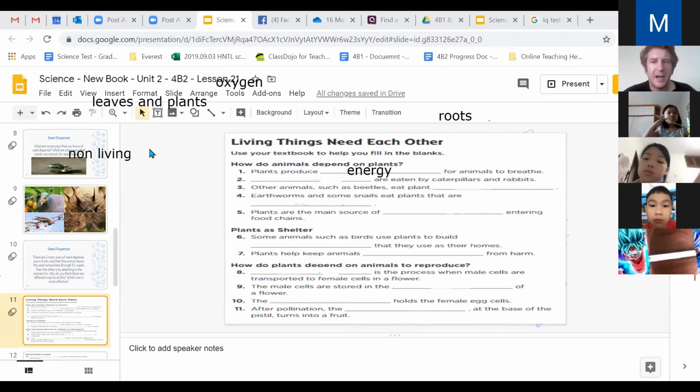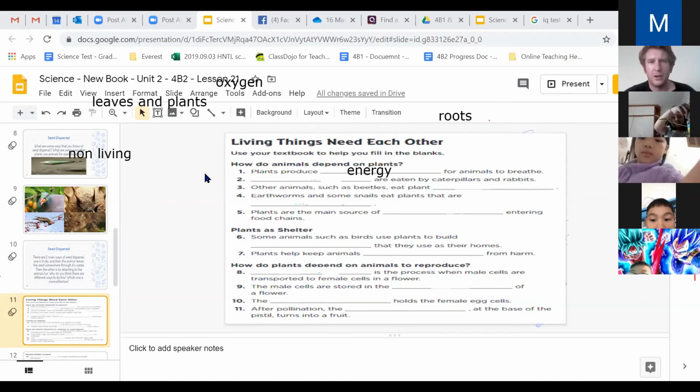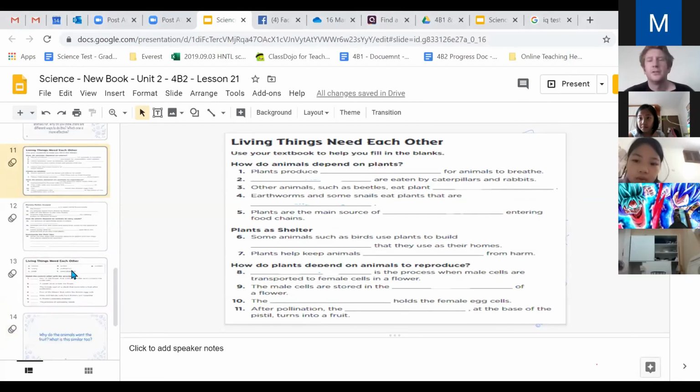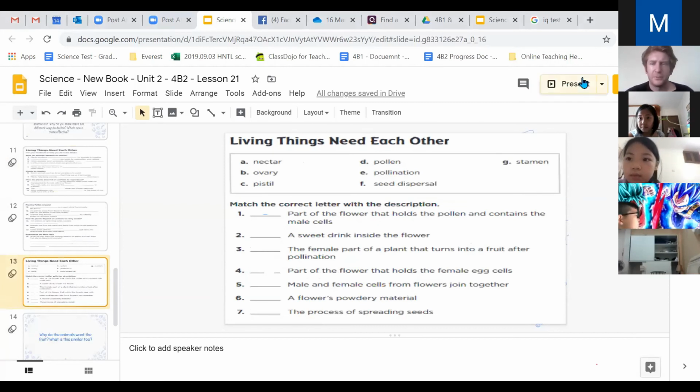Plants help keep animals what from harm? So plants help keep animals what from harm? Safe from harm. It's safe from harm. Okay, plants keep animals safe from harm. Okay, let's move on. This one really, really quickly before we finish up for the day.